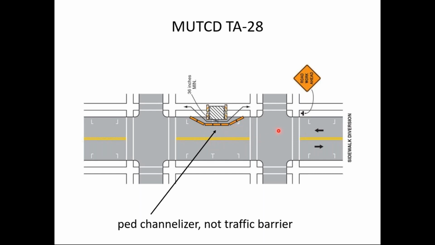It looks like this is in town. We see city blocks here. It's a one lane in each direction roadway, so probably a low speed situation. So I think that's appropriate. But again, I just wanted to point out the manual here is pointing out pedestrian channelizers, not traffic barriers.